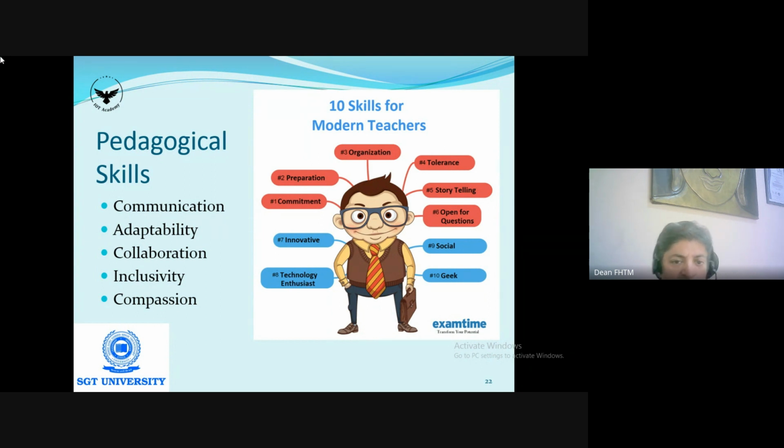You need to have a habit of storytelling. You have to be good at creating stories and making up some things to catch the attention. Be open for questions, sometimes difficult ones also. You need to be social, and you need to be a geek, meaning you need to have that kind of SMS lingo and other things. You need to be gadget friendly and all that stuff. Otherwise, you may not match up with the current generation in the classroom. Next.